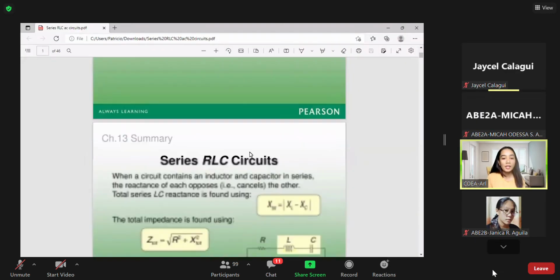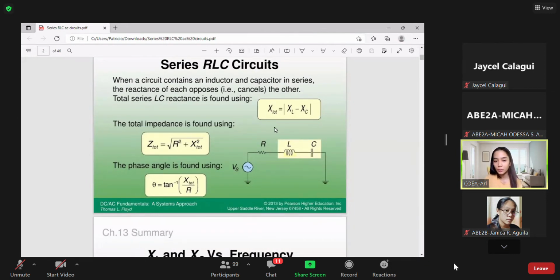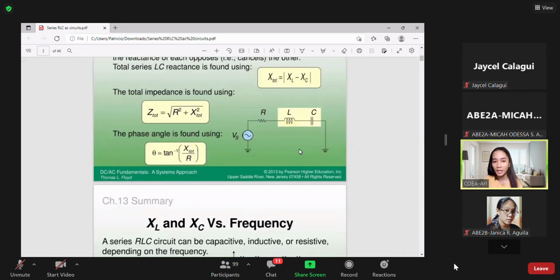This is the RLC circuit. This is a bit different, but the thought here is just the total, so we are using X sub T, Z sub T, I sub T, V sub T as subscripts for total circuits. So we have here the combination. Let's go straight to the difference. What is the difference? The reactance.